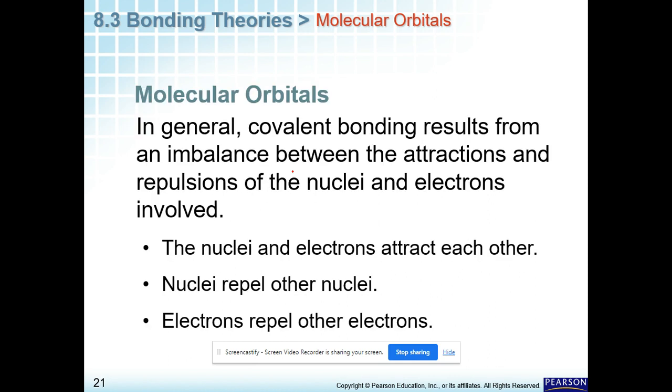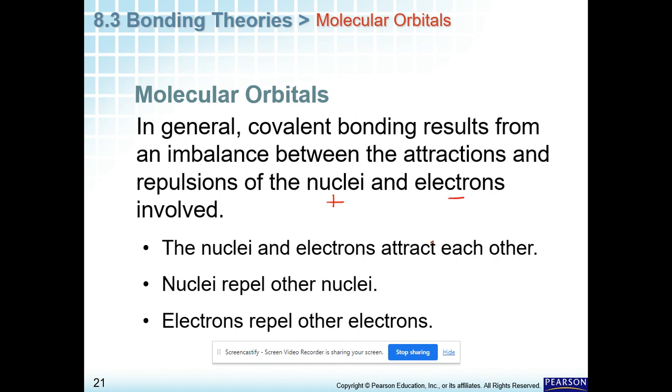Now, a few things that I want to talk about. In general, covalent bonding usually results in some kind of imbalance between attraction forces and repulsion forces. So remember, the atom is made up of 3 subatomic particles. We've got protons, neutrons, and electrons. Protons and neutrons are located in the nucleus, or we call them nuclei. The nuclei is positively charged because of those protons.